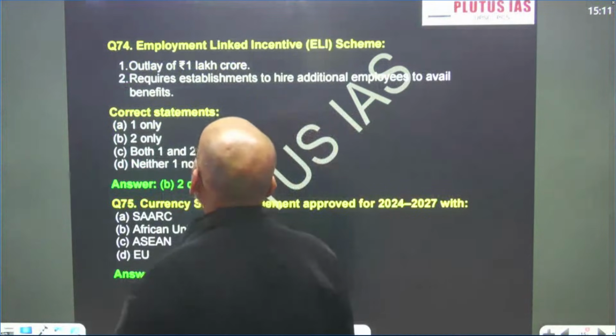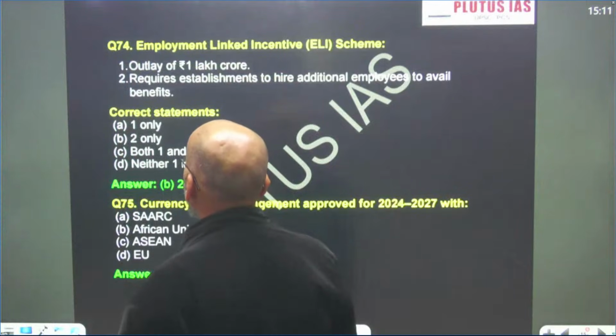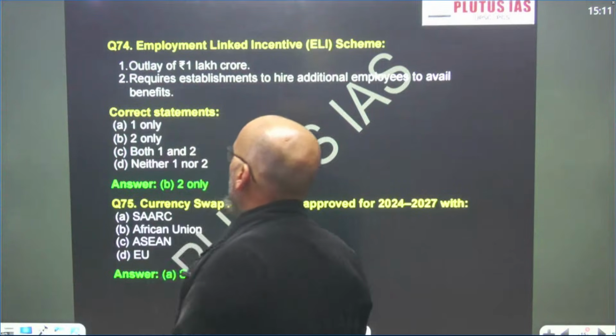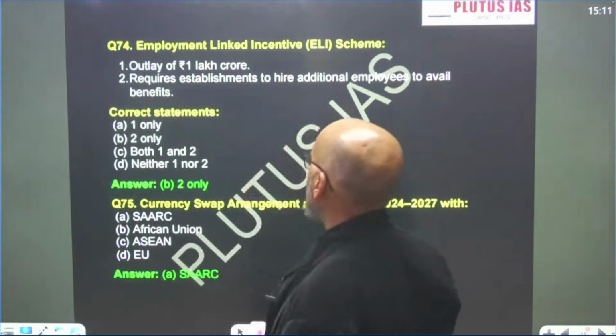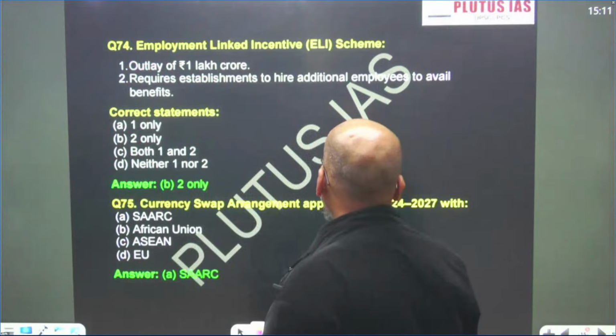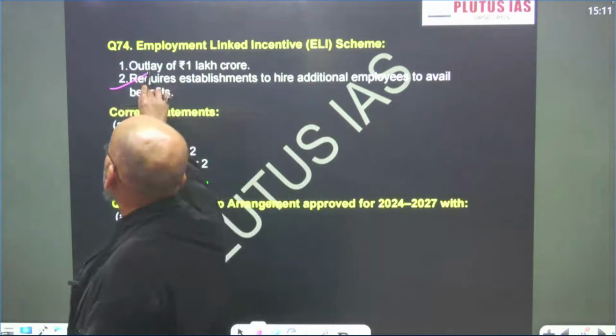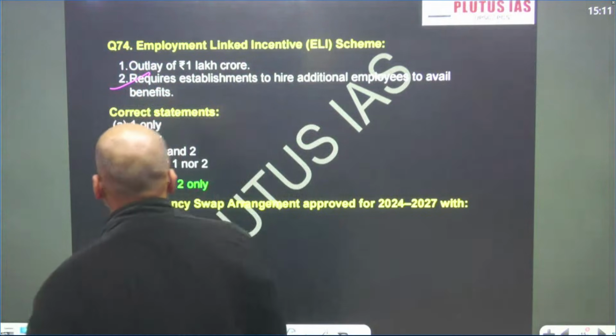Question 74, employment linked incentives, that is ELI schemes. Outlay of 1 lakh crore, no. Statement 2, requires establishments to hire additional employees to avail benefits. Yes, this is correct. So option B is correct here.